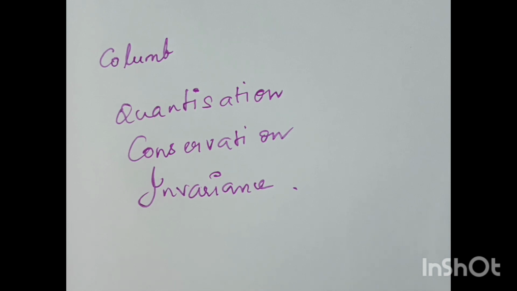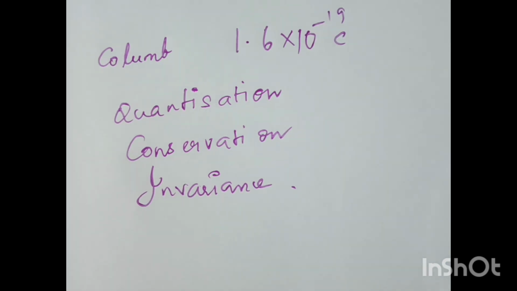So 1 electron has 1.6 × 10^-19 coulomb of negative charge. So that is the value of the charge of 1 electron. Okay, it is a coulomb of negative charge. So for 1 electron, it is this value.